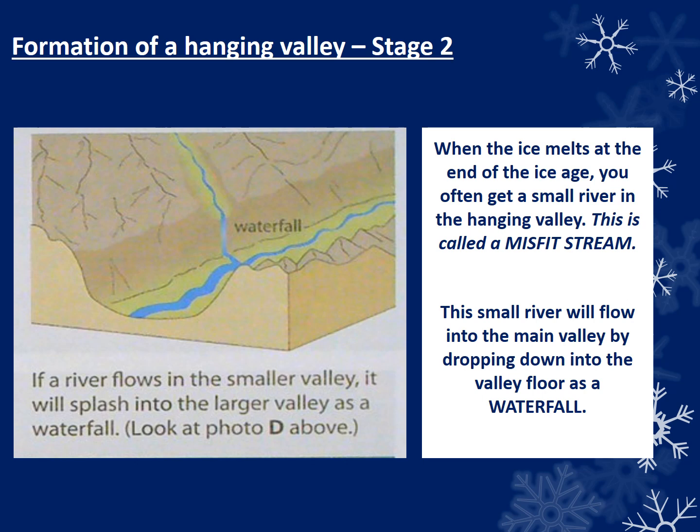Now, when the ice melts at the end of an ice age, or if you get a slightly warmer period in your ice age, this ice will completely melt away, but it will usually leave something called a misfit stream. So it leaves just a little tiny river flowing in the bottom of a big valley. Where you have a misfit stream up in one of these hanging valleys, up in the side of your main rock wall, this will flow as a little river and then it will flow over the edge and into the main valley as a waterfall, and they look really spectacular.